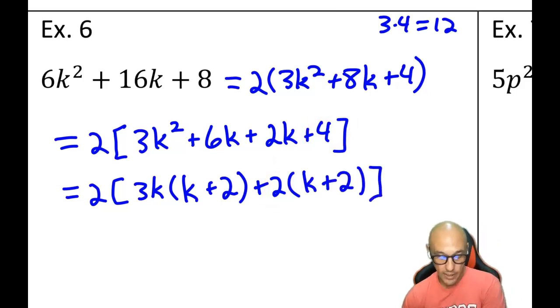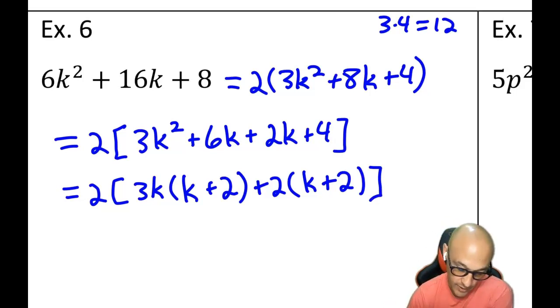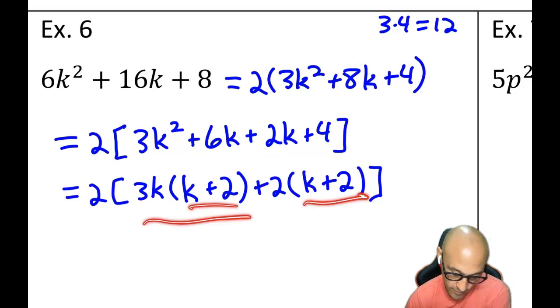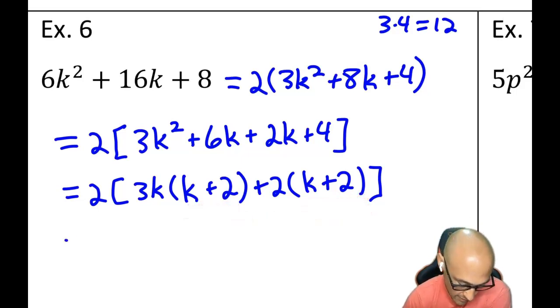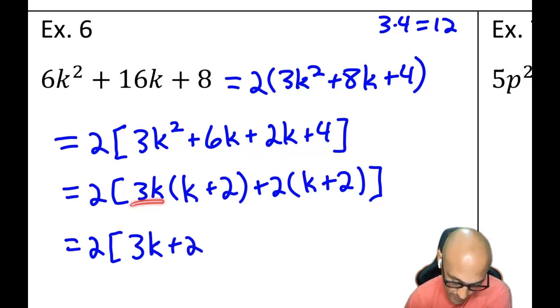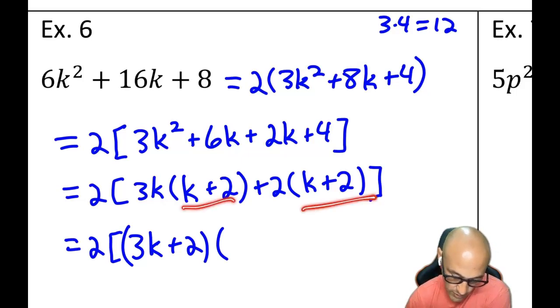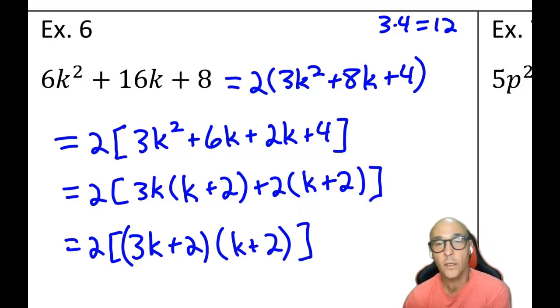All right, now I can factor out the k plus 2 from these 2 parts. So I have 2 times the quantity, that's really sloppy looking work there, 2 times the quantity 3k plus 2, in parentheses, times the quantity k plus 2. And if I were going to check my work on these, I would use expanding.